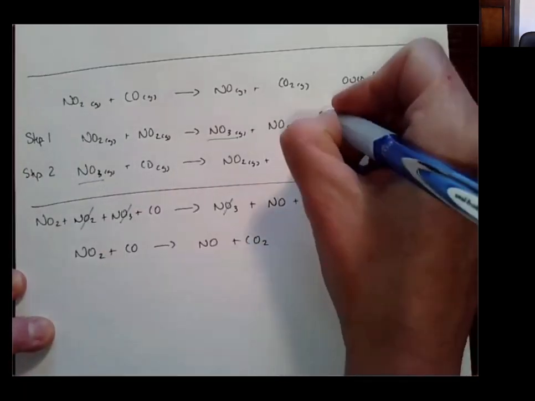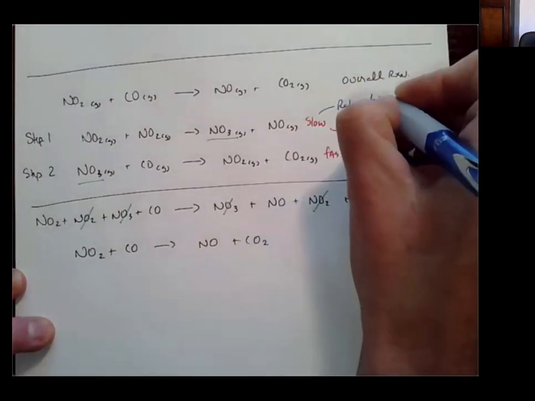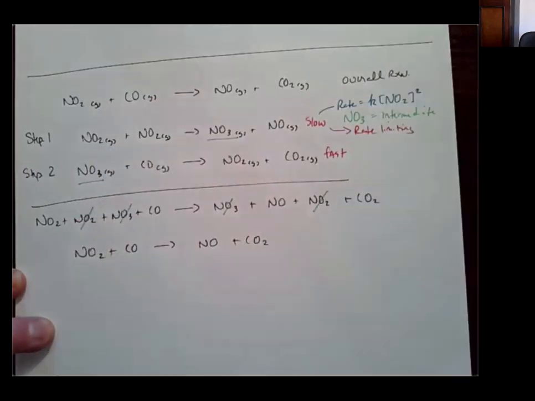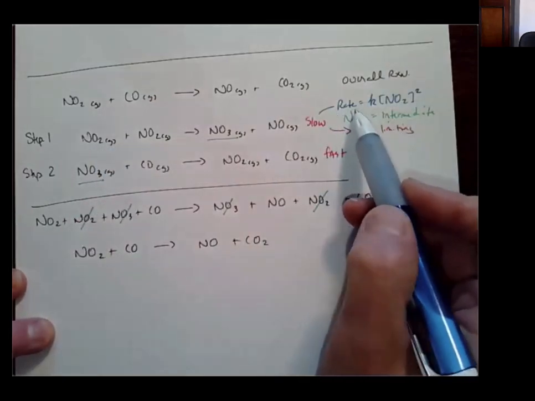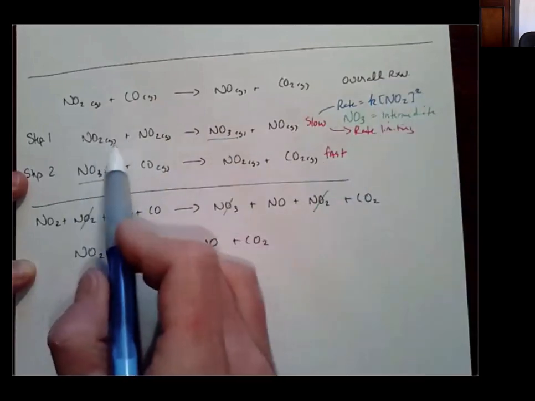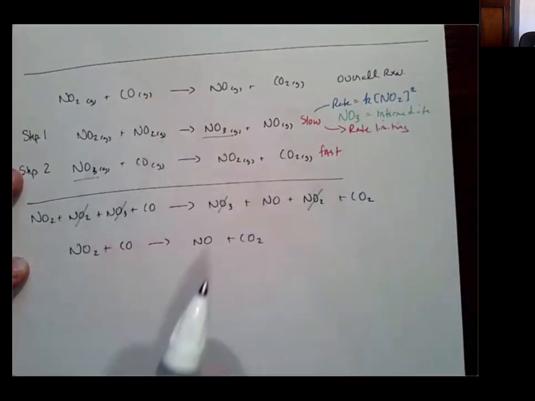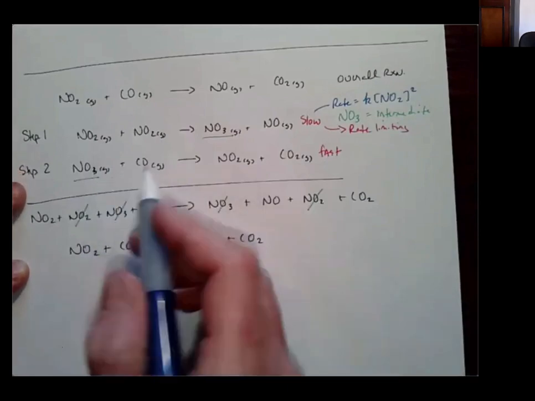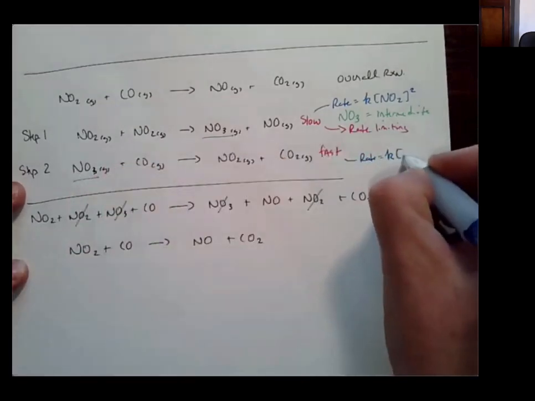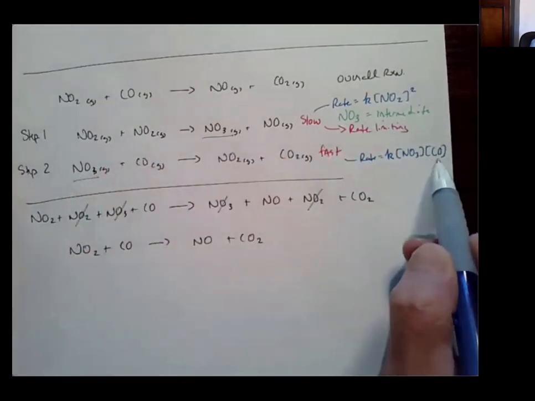So if this is my slow step, I'm going to write out a rate law for this. So my rate law for this slow step would be K times NO2. Now I'm going to take into account stoichiometry. So I'm just going to write an individual rate law for this. Allow my reaction order to equal the stoichiometry here. And I can do this with these individual steps. This would have a rate equal to K times NO3 times CO. And these would both be first order.